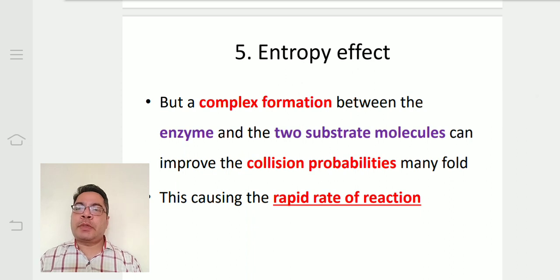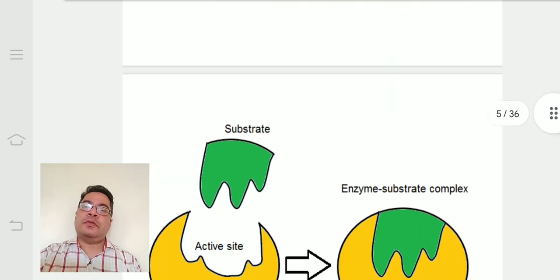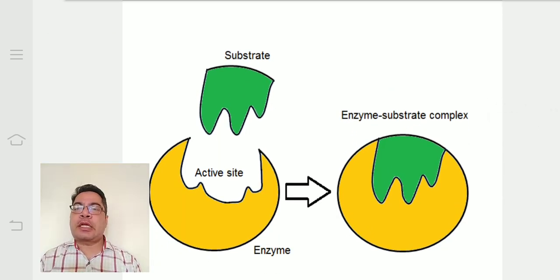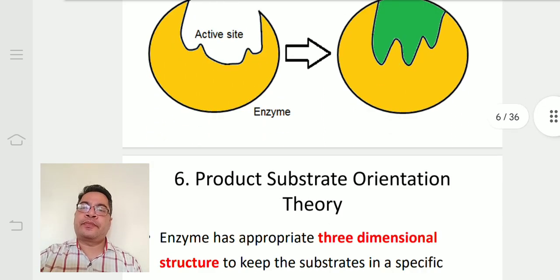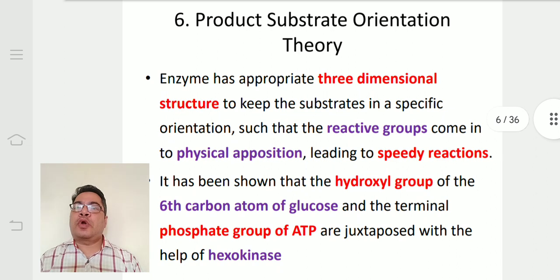In this diagram, we can see that substrate binds to the enzyme at the active site, forming the enzyme substrate complex. Next is the substrate orientation theory. The enzyme has an appropriate three-dimensional structure to keep the specific orientation so that the reacting groups come into physical opposition, leading to speedy reactions. It has been shown that the hydroxyl group of the sixth carbon atom of glucose and the terminal phosphate group of ATP are juxtaposed with the help of hexokinase.